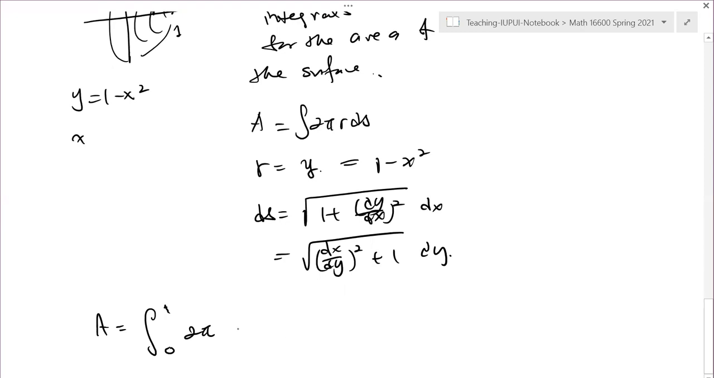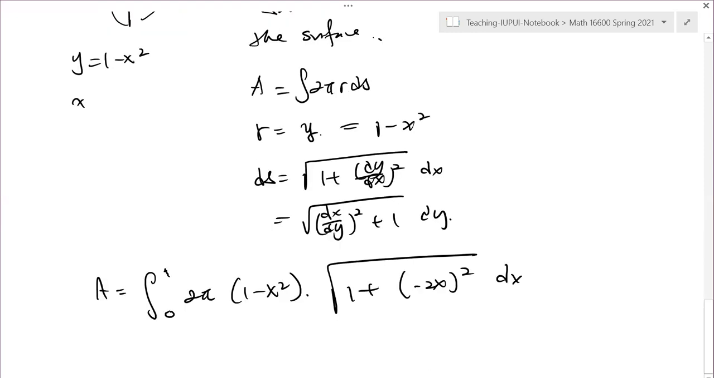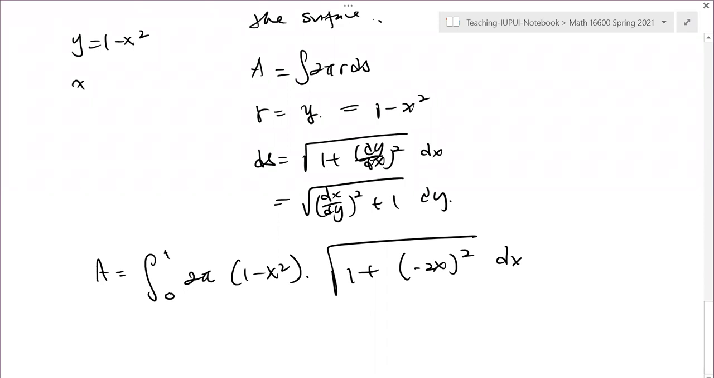So the area is going to be the integral from 0 to 1 of 2 pi times the radius. If I use the x variable, the radius is going to be 1 minus x squared. Then I differentiate y with respect to x, negative 2x, squared, dx. So that is the integral with respect to the x variable.